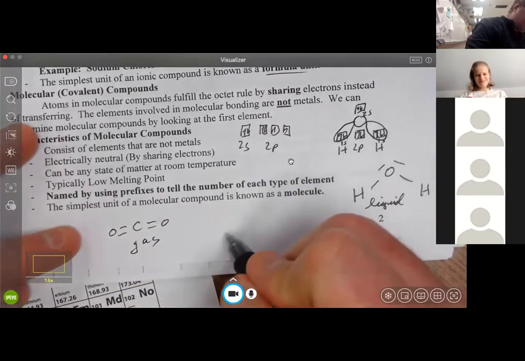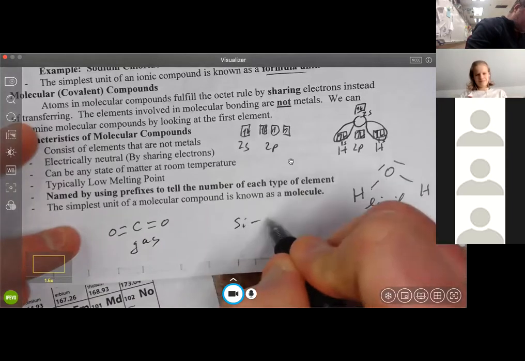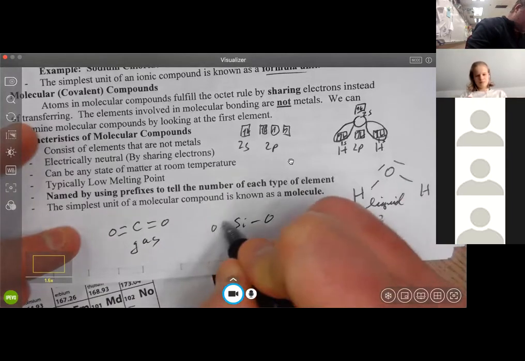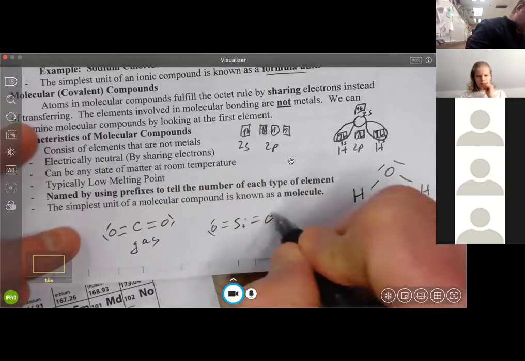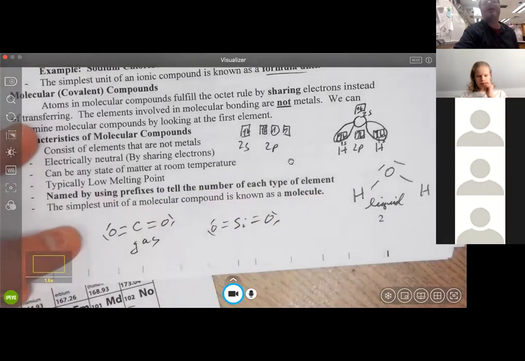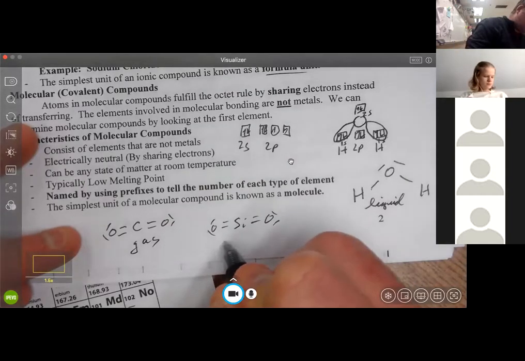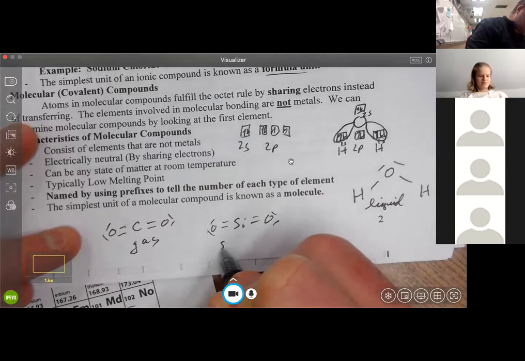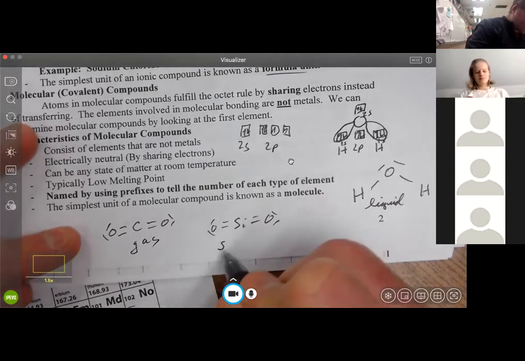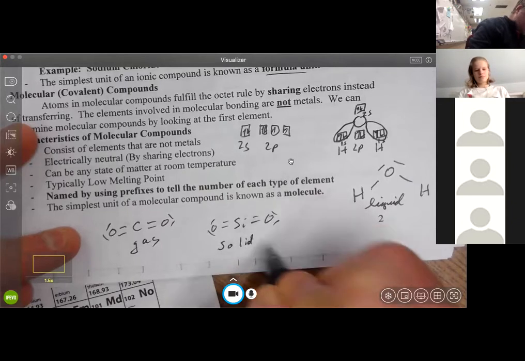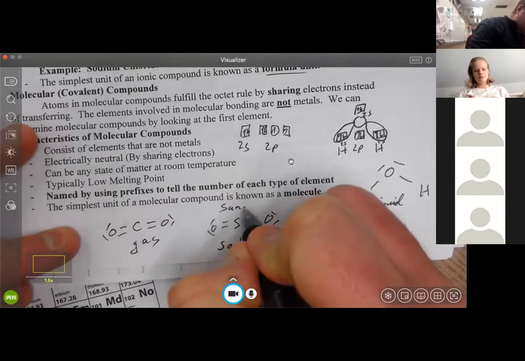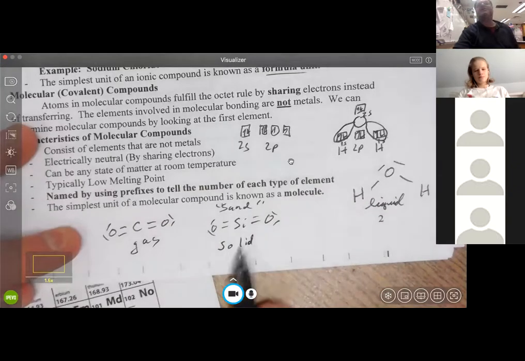And does anybody know what this guy is? Solid? What is it? A silicon dioxide? And what's the common name for it? This is sand or glass. Silicon dioxide is solid at room temperature.